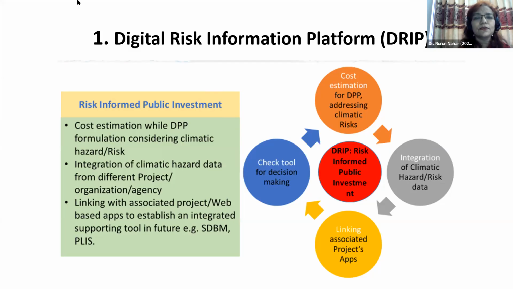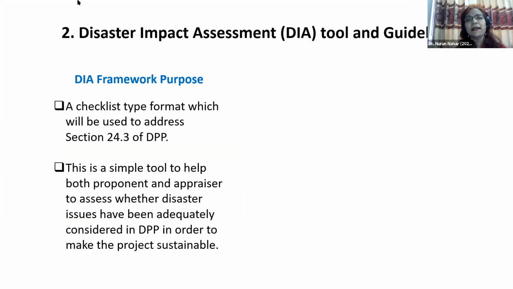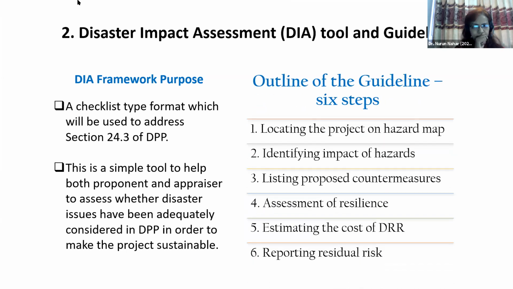And the next activity we have is the DIA. This is the disaster impact assessment. And basically it is, as I mentioned, that was the system, the DRIP. So DRIP will guide the disaster impact assessment for the planners. It is going to be a 6-step, very simple way of doing the DIA.